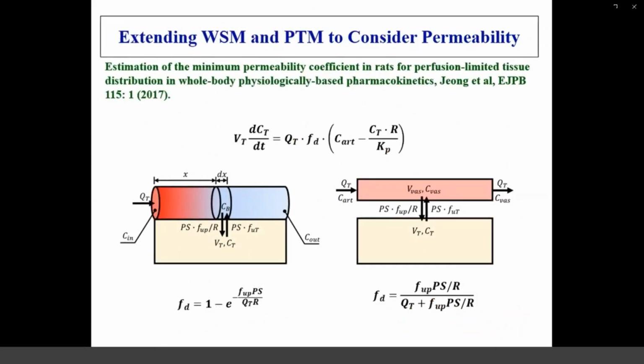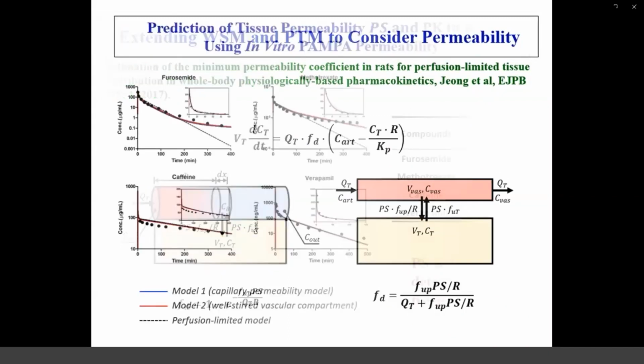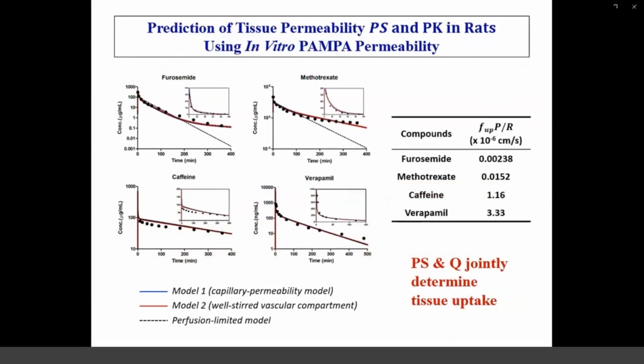Low permeability needs special consideration. This slide from Zhang et al. is showing the basic PBPK equation with an added term FD, where FD for the two models incorporates the permeability surface area coefficient. They looked at a number of compounds with low to high permeability. For example, furosemide has low permeability, verapamil very high. And what they found in assessing the pharmacokinetics in rats was that for compounds with low permeability, the perfusion limited model does not work as well as these models that include permeability.